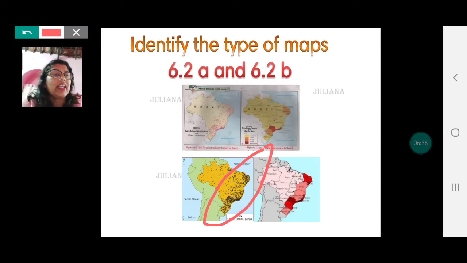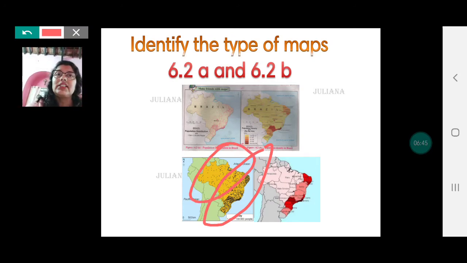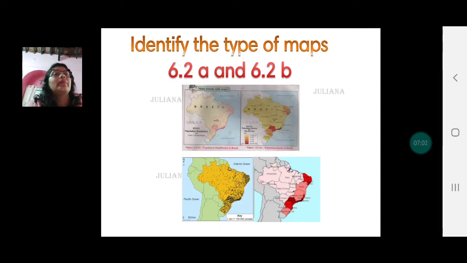Then in which area is the distribution of population sparse? The distribution of population is very sparse in northern, western and central parts of Brazil. Prepare a note on factors responsible for the uneven distribution of population based on the study of Brazil that you have made so far. For that I can take you back.